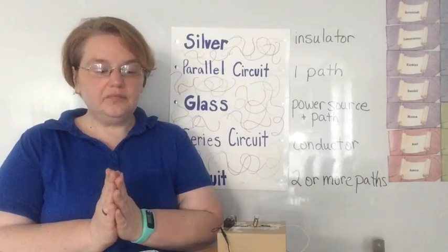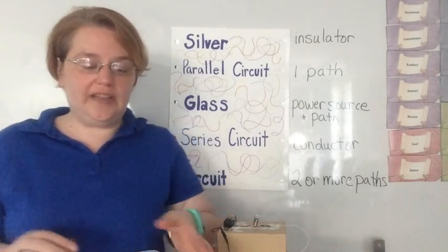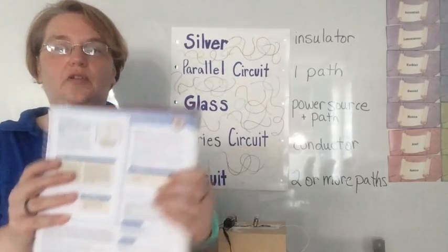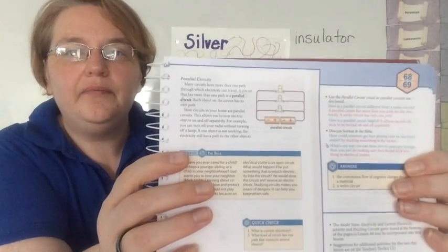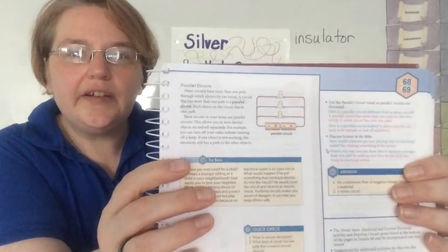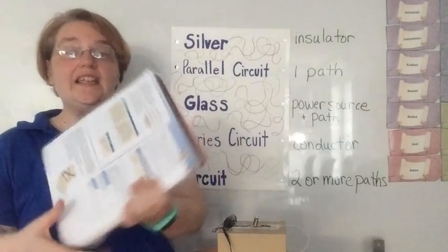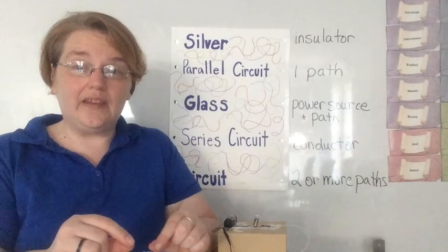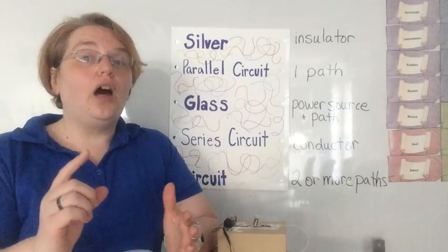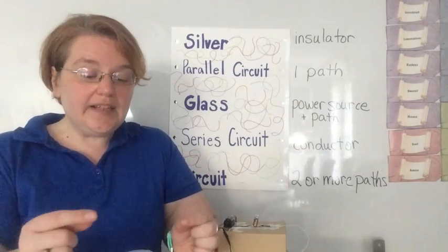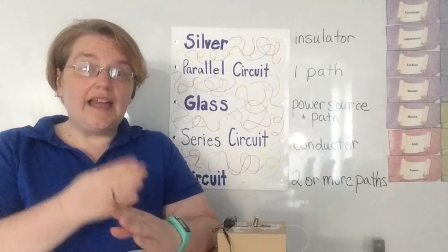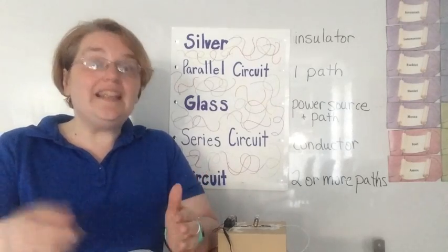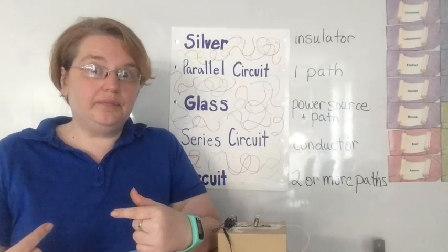Now, a parallel circuit, this is much different. This gives you an example in your book. I will hold it up to the camera, okay? So a parallel circuit, you can see that there are still 3 light bulbs, but each light bulb has its own path. And a parallel circuit is 2 or more paths. This way, if one light bulb is broken, then the other light bulbs will still light up, okay?